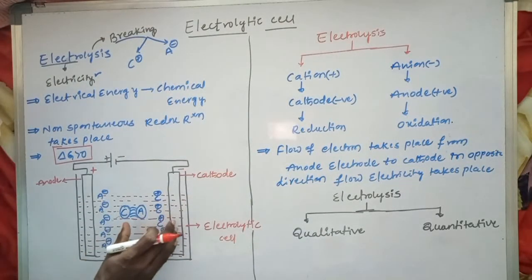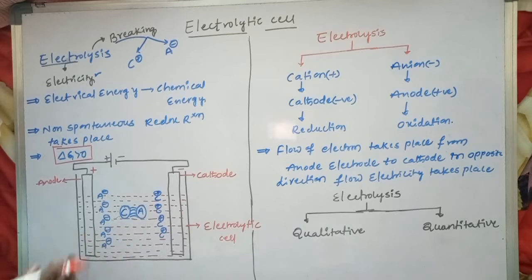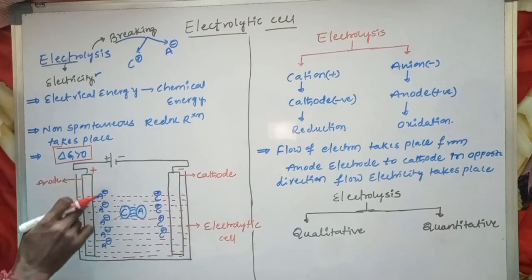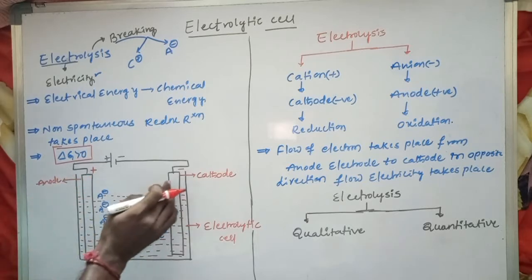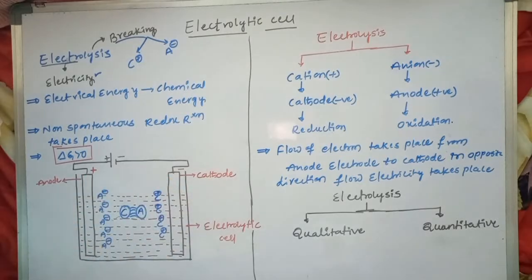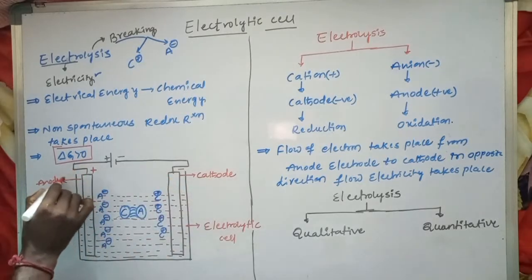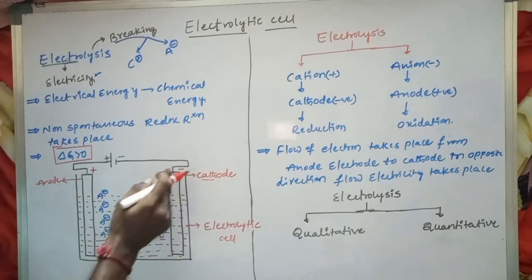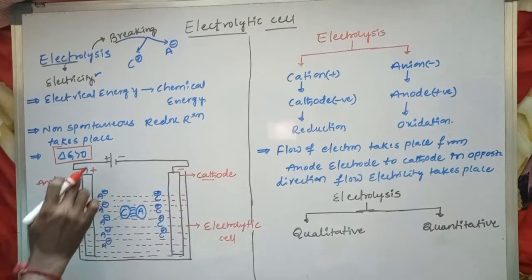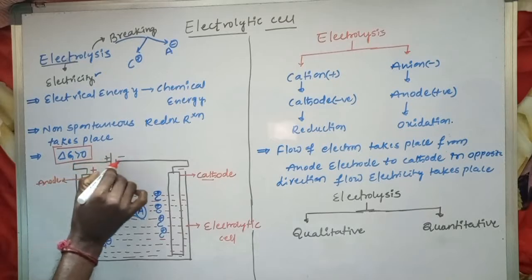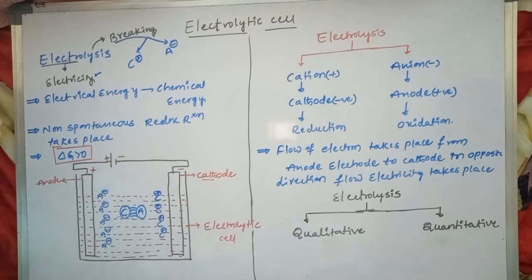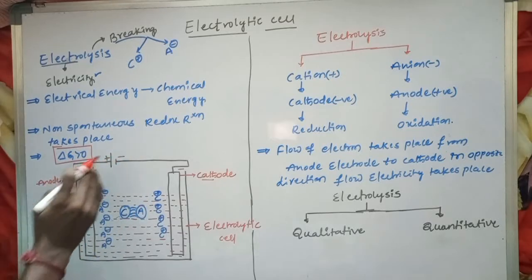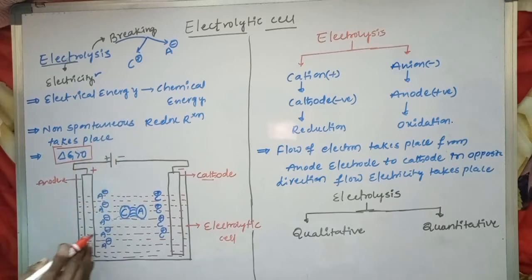Next, see here, this is one of the electrolytic cells. We have arranged two electrodes. One acts as the anode electrode and the other acts as the cathode electrode. The charge of the anode is positive and the charge of the cathode is negative, and these two electrodes are connected to a battery. Now we pass electricity through the electrolytic solution.